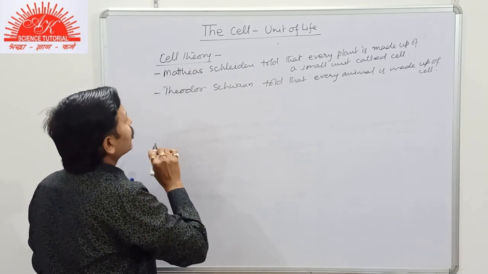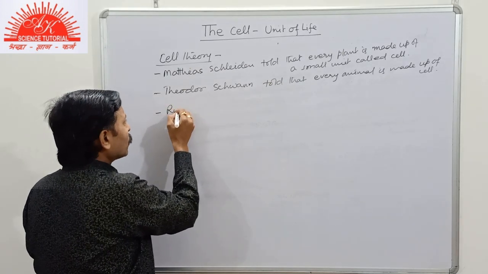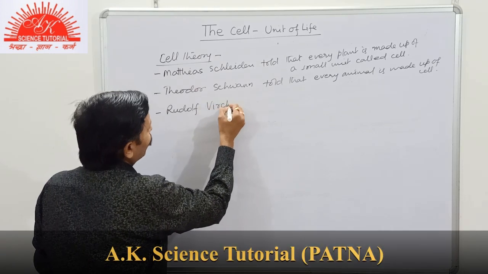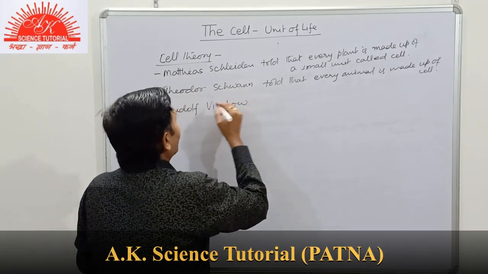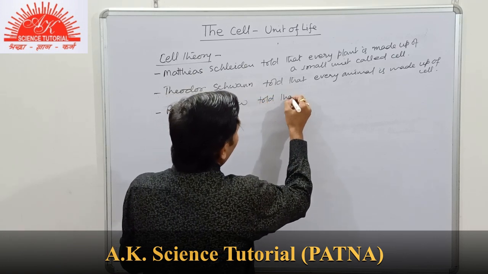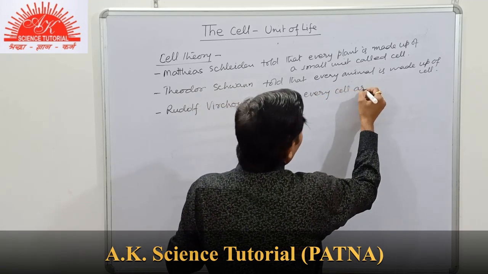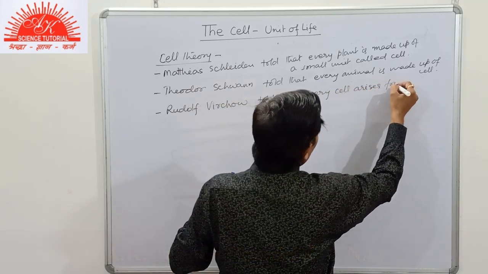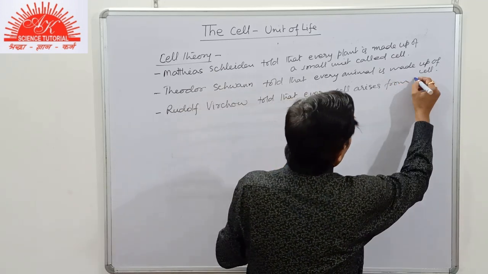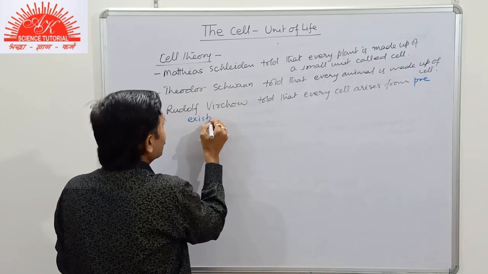Now here we see that Rudolf Virchow, another scientist, added another point and told that every cell arises from pre-existing cell.